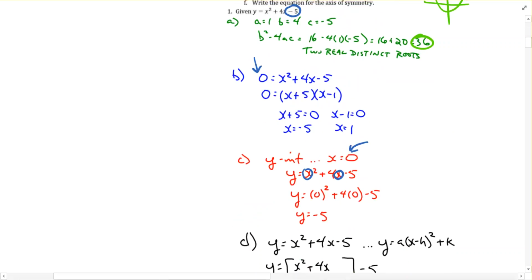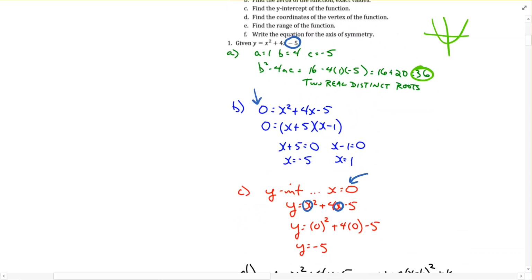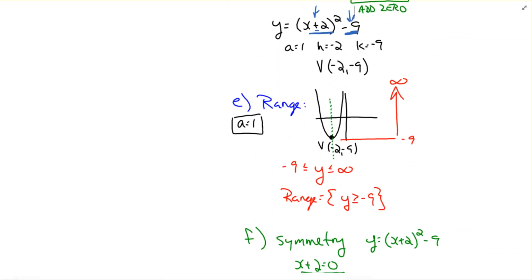Now the range here, I always just kind of sketch it out. Then we know the vertex is there. It can be everything above negative 9, right? That's the y value we're looking at here. So y is greater than or equal to negative 9.